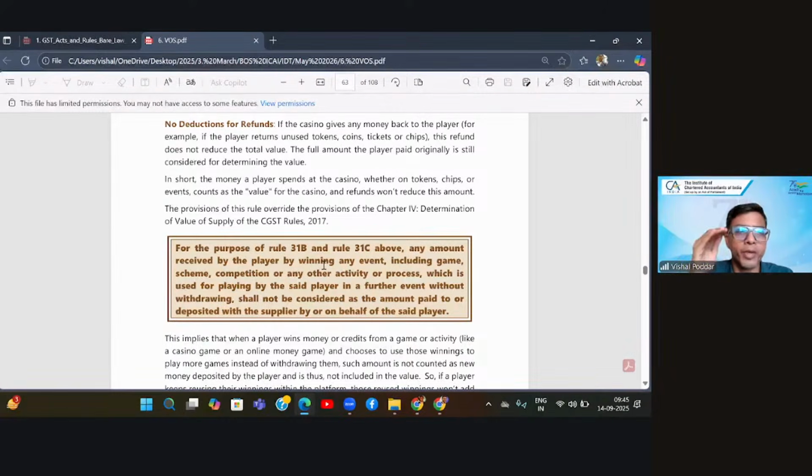So that is where this particular point is important, that it is only once that you will have to pay GST. If you win and you reinvest the winning amount, there is no GST on it. Just keep this in mind, that in case of online gaming and casino, only the first amount that you deposit is what is taxable.